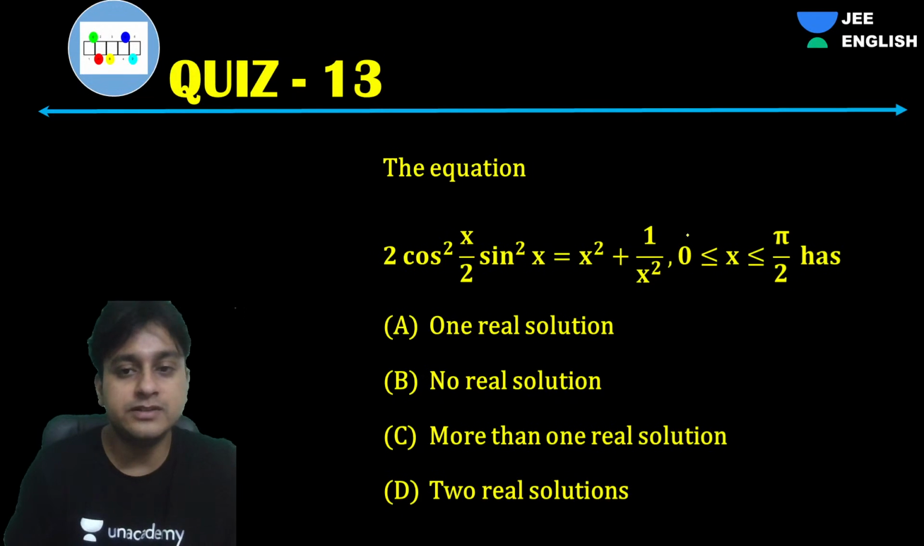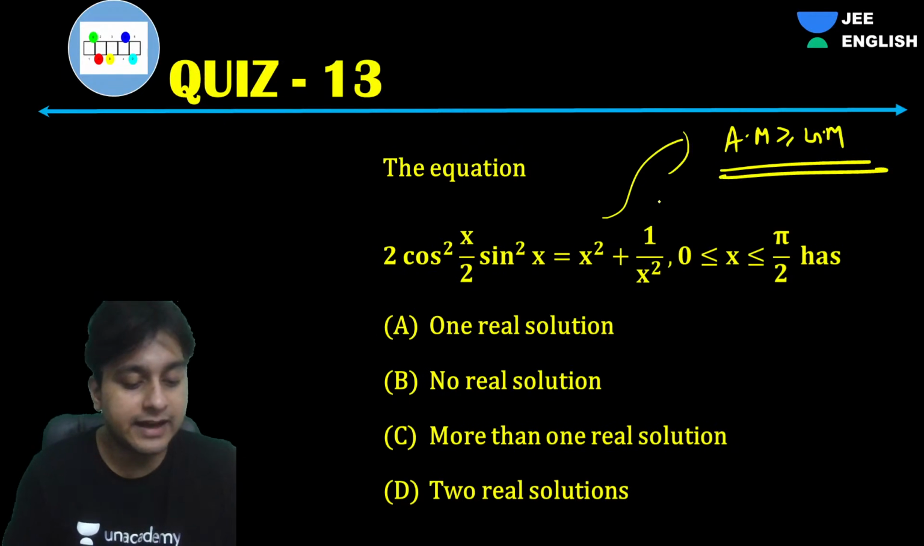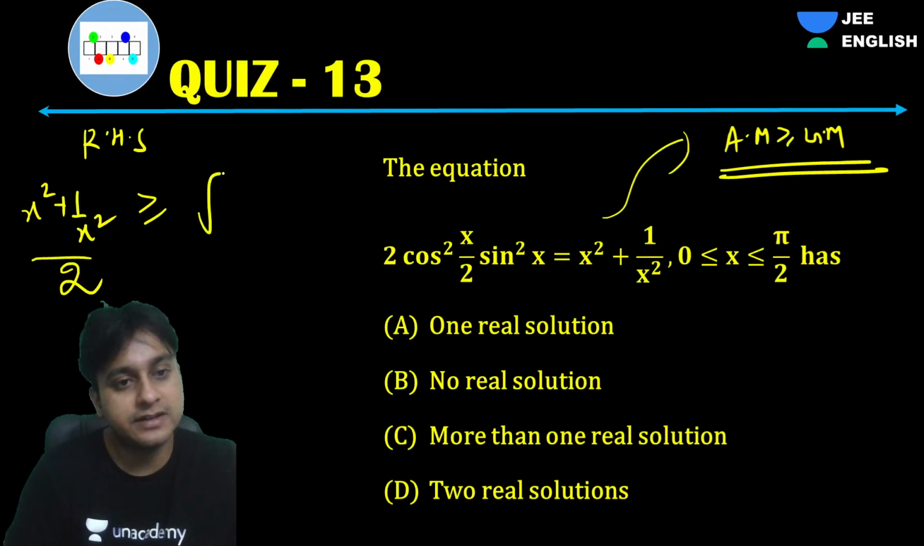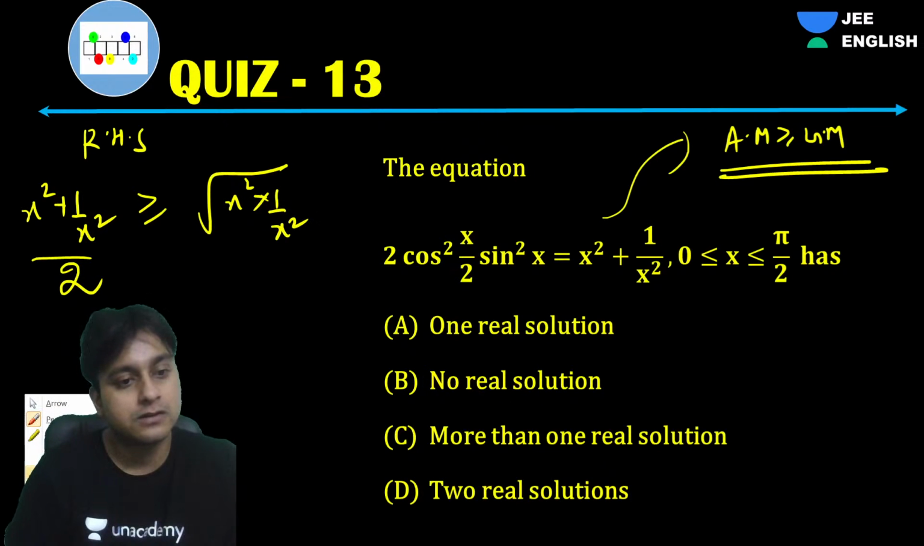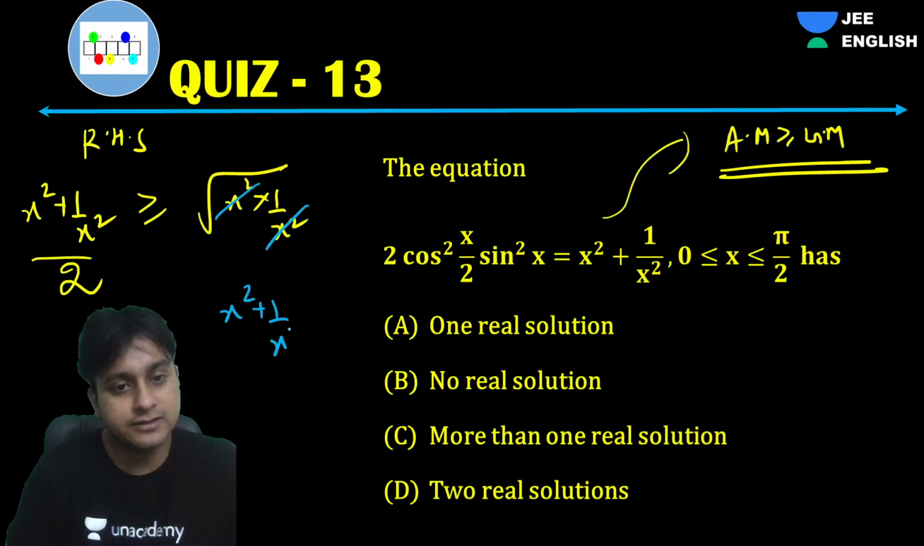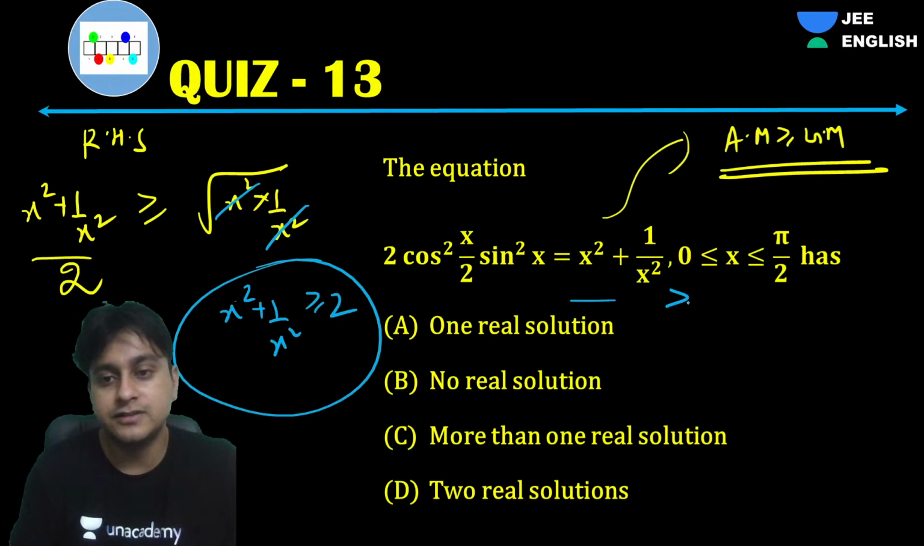Okay, so guys, whenever reciprocals are involved, we apply AM greater than or equal to GM. Can I say that, guys, if you just look at the RHS, x square plus 1 by x square will always be greater than or equal to 2, by AM-GM. We are getting x square plus 1 by x square will always be more than 2. So the RHS is always more than 2.